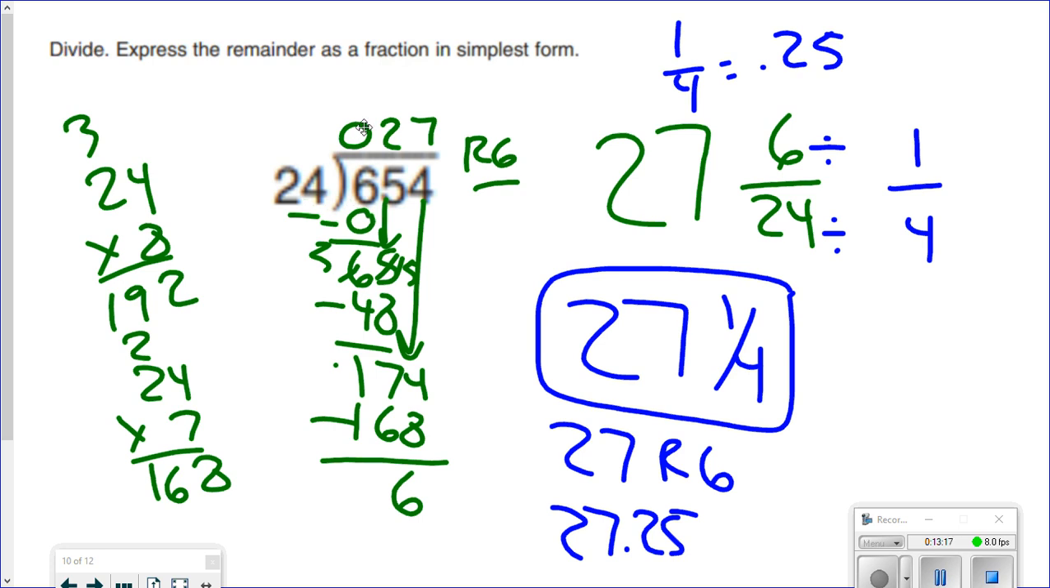Beginning stages of fractions. Tomorrow and days to come, we're going to be working on some more complex fractions. We're going to be comparing fractions, adding, subtracting, multiplying, dividing fractions. So you have to understand the basics of fractions after today.